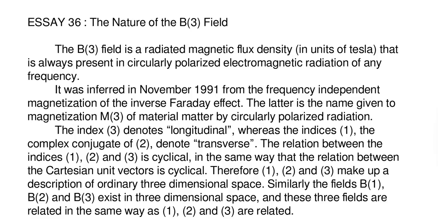Essay 36, The Nature of the B3 Field. The B3 field is a radiated magnetic flux density in units of Tesla that is always present in circularly polarized electromagnetic radiation of any frequency.